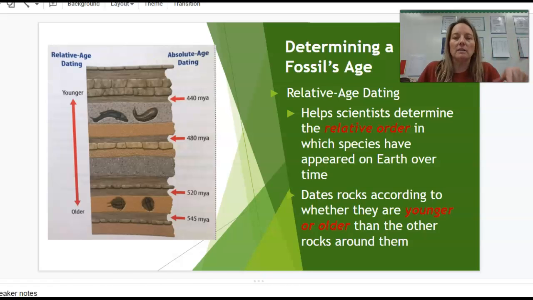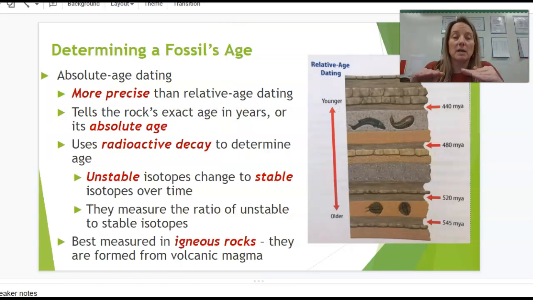The second way they determine the fossil's age is absolute age dating, and it is more precise. Think of it like if you gave the absolute location of your house. Instead of saying it's the third house on the right, you would give the latitude and longitude. You'd have the precise exact location. It is at this latitude, this longitude, so that you could pinpoint it with a satellite kind of thing. That's absolute as opposed to relative. Okay, so absolute age dating gives a much more precise age to the rock.